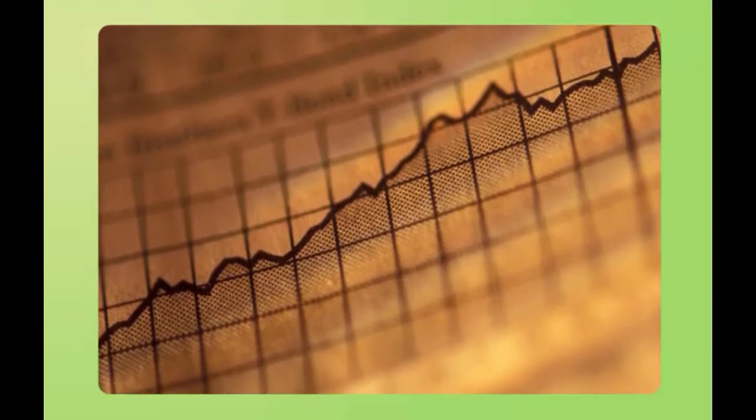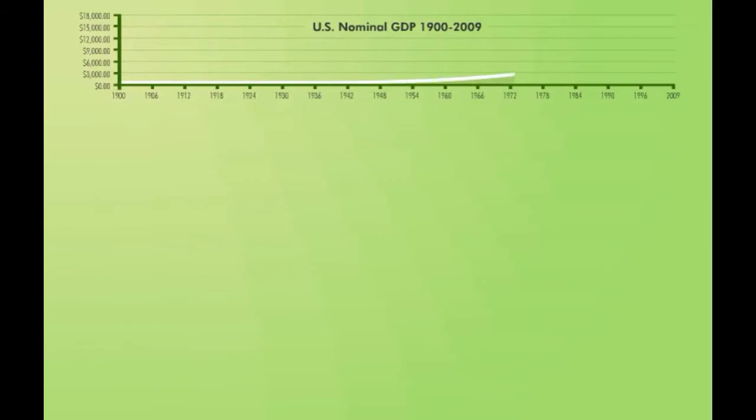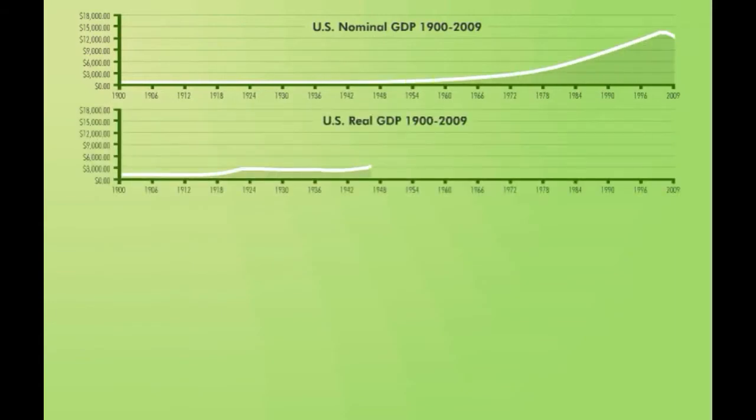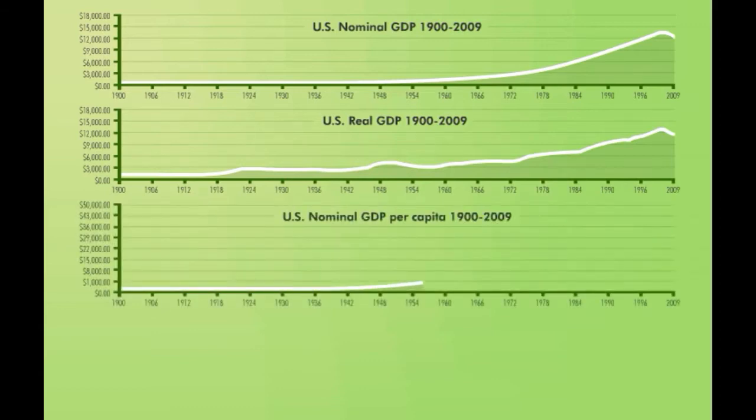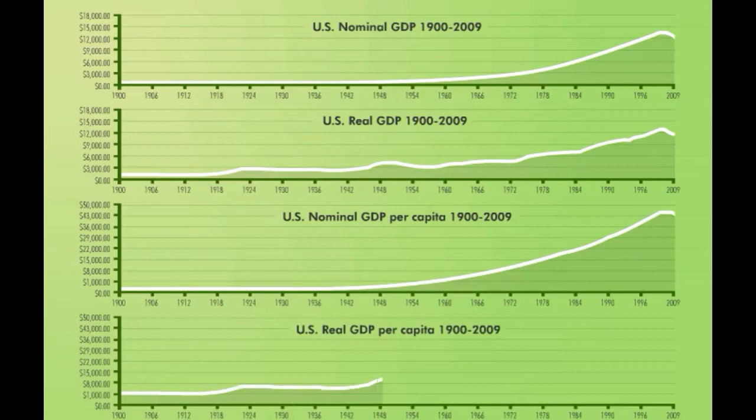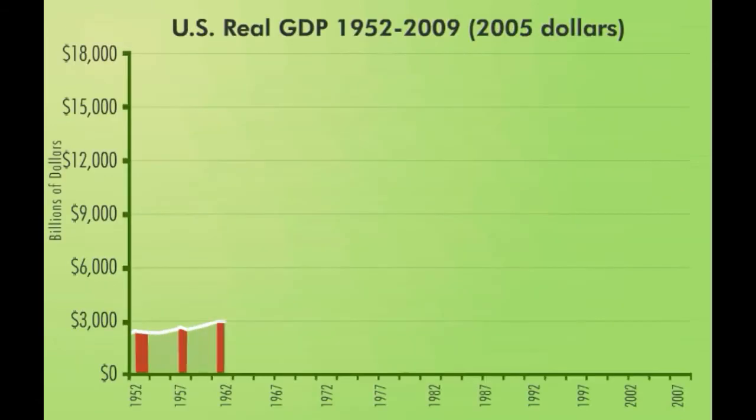There are several ways to do this. We can look at nominal GDP. We can take out the effects of inflation and look at real GDP. We can divide real GDP by the population to get real GDP per capita. We can look at the growth rate in real GDP. Each method tells us different things, but the growth rate in real or per capita real GDP probably tells us the most about our nation's health.